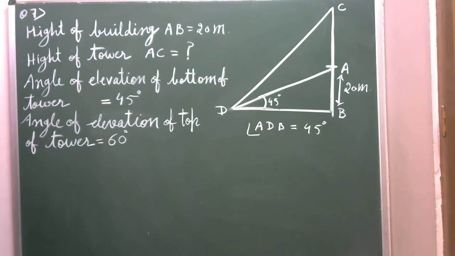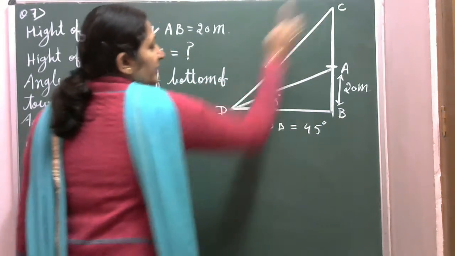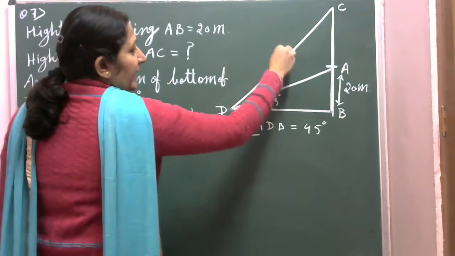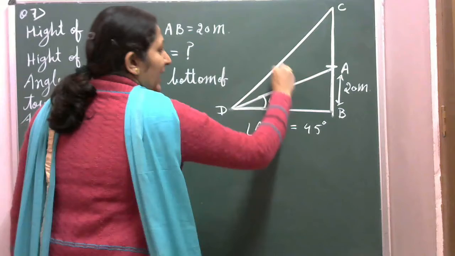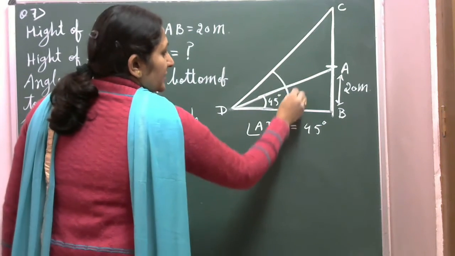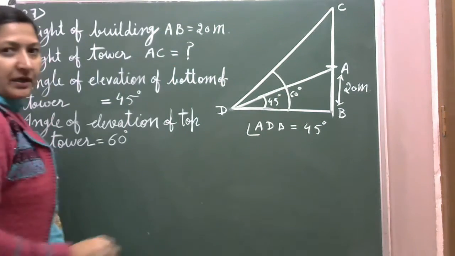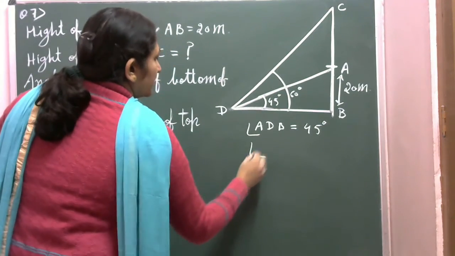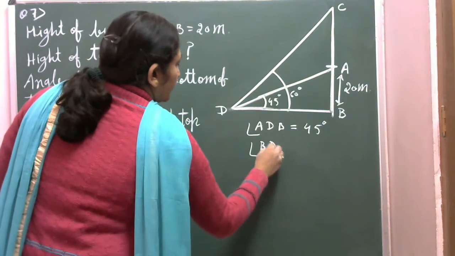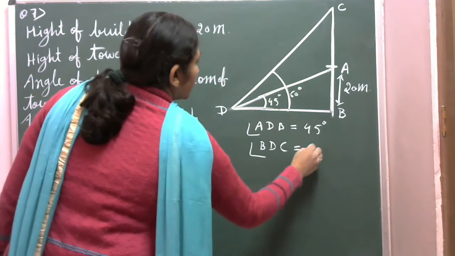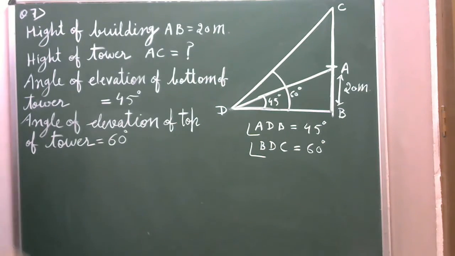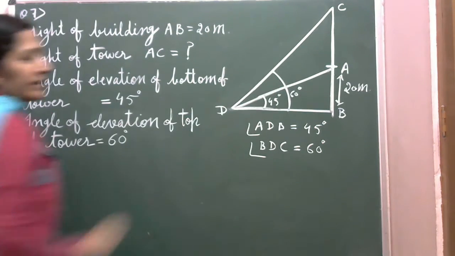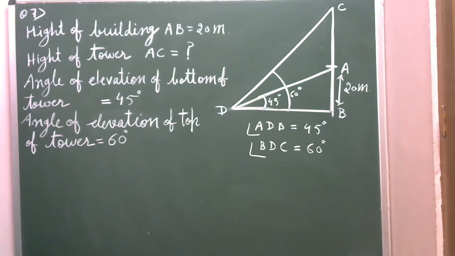And angle of elevation of top of the tower. This is the top of the tower, ground level is this. From here when we see the angle of elevation, this angle is 60 degree. Clear? So here angle BDC is 60 degree. These two angles of elevation you are given. You have to find the height of the tower. You have to find out this height. So how we will start here?